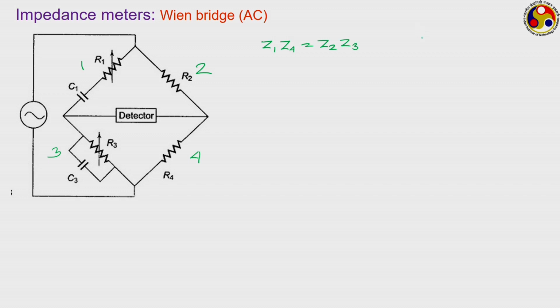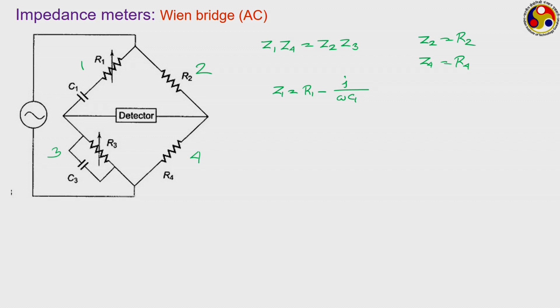Now, here Z2 is equal to R2 because there is only one resistor there. Similarly, Z4 is equal to R4, again there is only one resistor here. Now, what about the other two arms? For the arm Z1, we are having a resistance and a capacitance in series. So, its impedance can be written as R1 minus j by omega C1, which is a standard way of writing this. I hope you know this from your basic electrical knowledge.